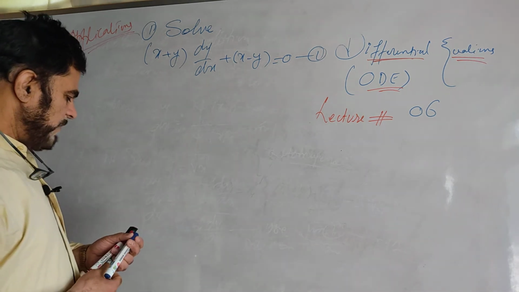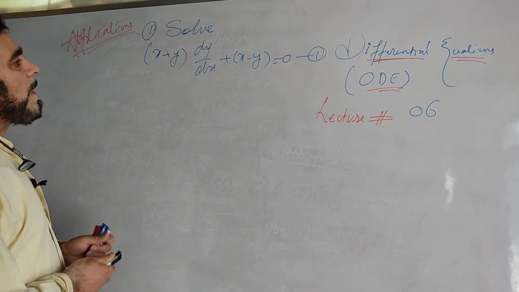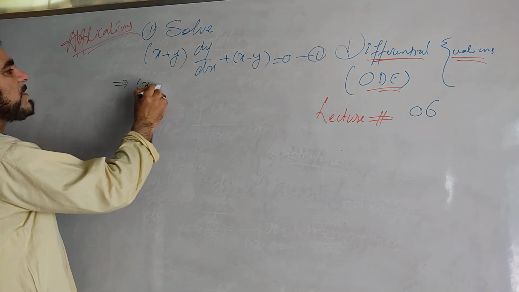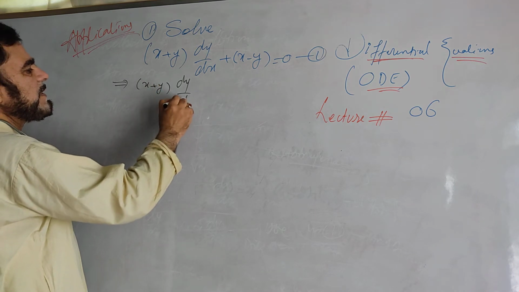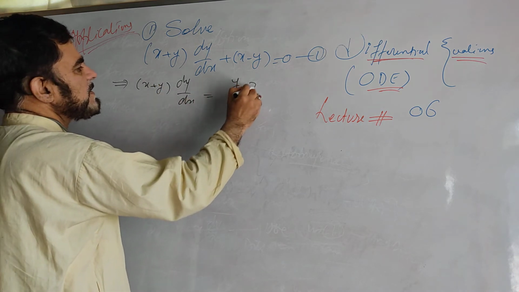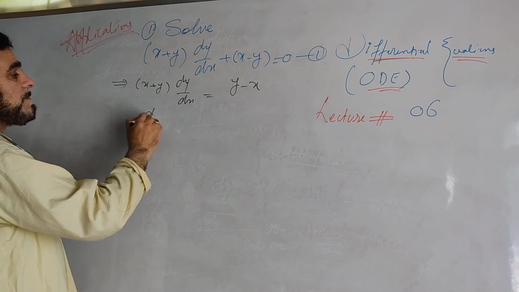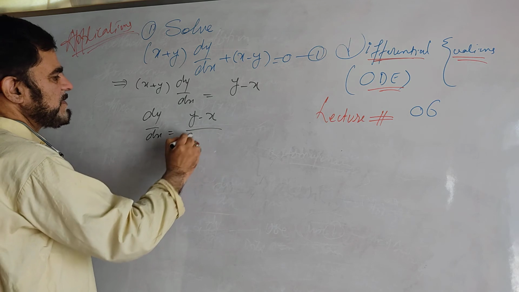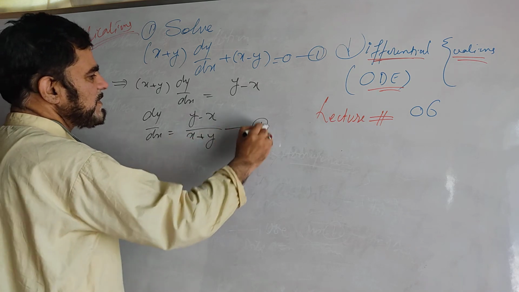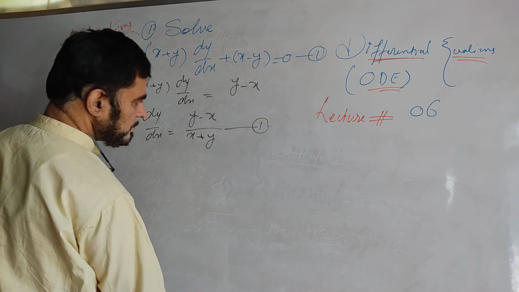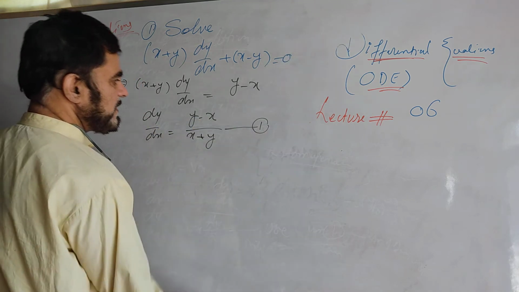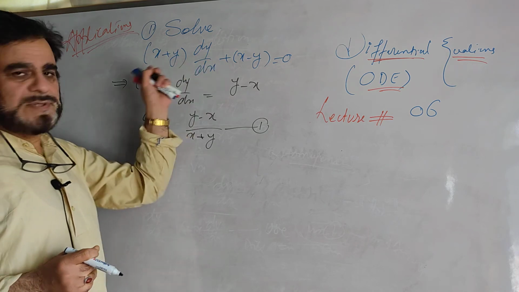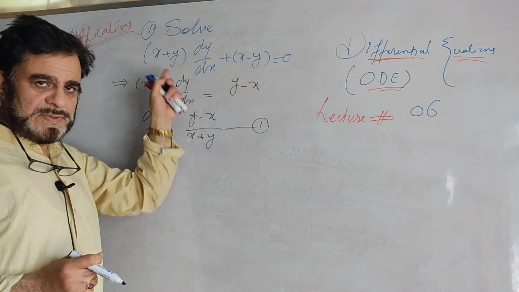You see how we solve it. You can write this differential equation as (x plus y) dy by dx is y minus x. This is dy by dx is (y minus x) by (x plus y). Let us name this 1. In this differential equation, we cannot separate the variables. We have solved it for dy by dx.